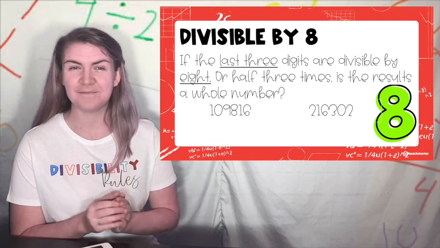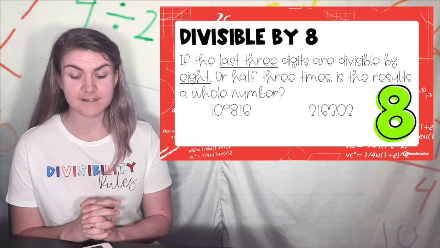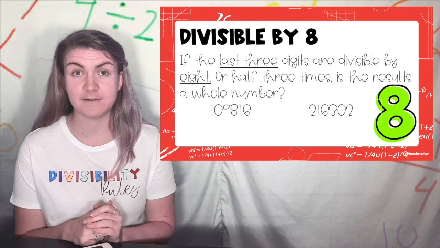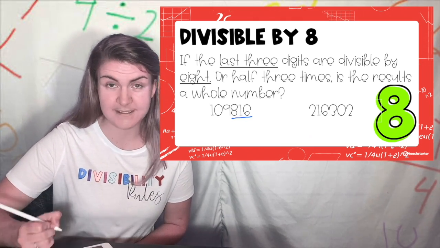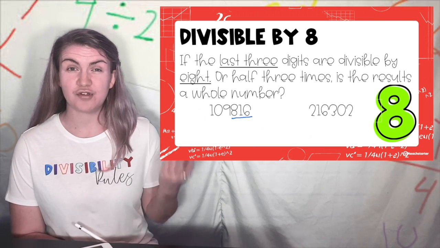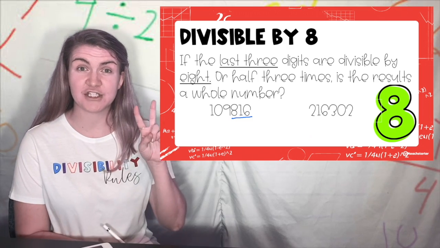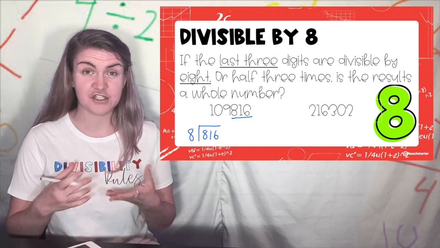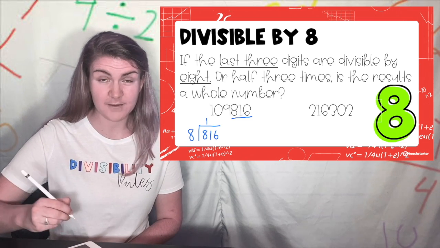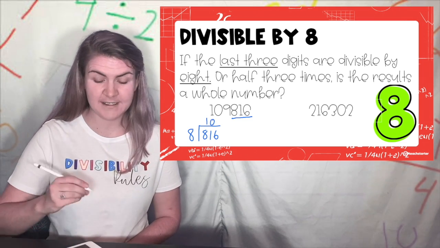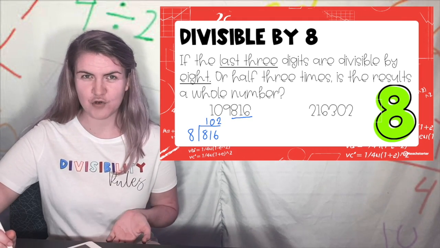Divisible by 8. Now this one's going to require a little bit more math, because if the last 3 digits are divisible by 8, then it's divisible by 8. So 816. Now you might not know straight away if 816 is divisible by 8, but you can check in 2 ways. First way is just to do a normal division. 8 goes into 8 one time, 8 goes into 1 no times, 8 goes into 16 2 times. So that is divisible by 8 because there's no remainder.